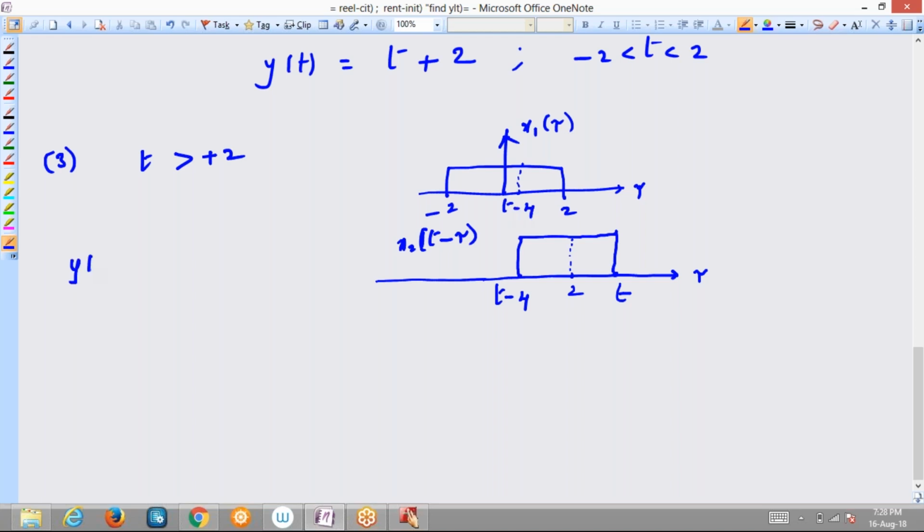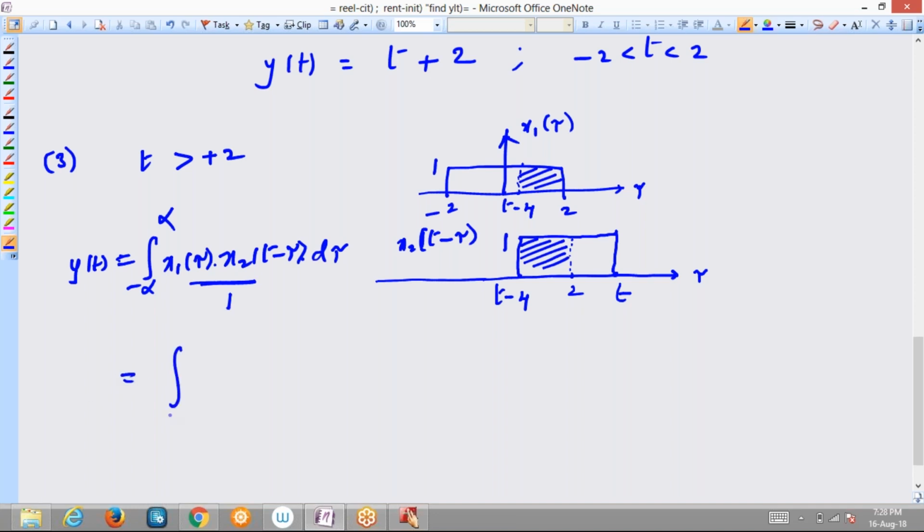So y of t is equal to the integral from minus infinity to plus infinity of x1 of tau x2 of t minus tau d tau. So this product is non-zero up to 2. In both signals we have amplitude equal to 1, so that this will be 1.